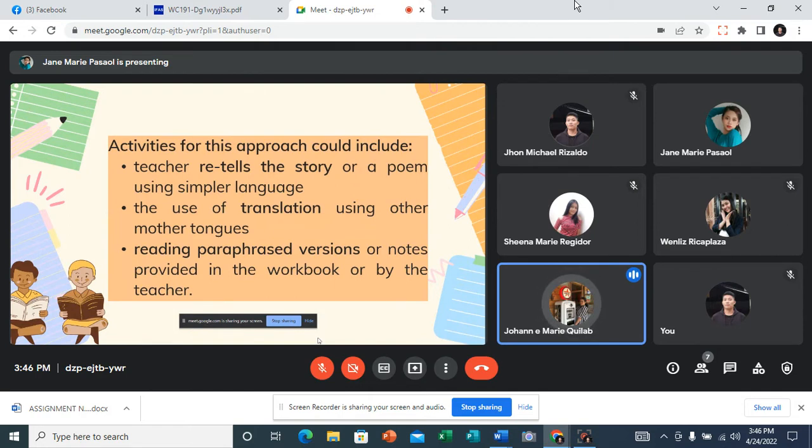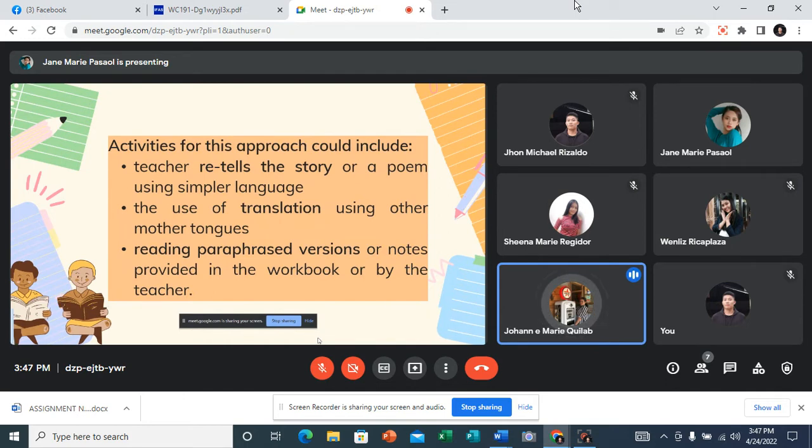Third is reading a paraphrased version or notes provided in the workbook or by the teachers. There will be clearer understanding, and at the same time it will expand students' vocabulary. So these activities will raise students' interest and keep them involved in the process of learning.